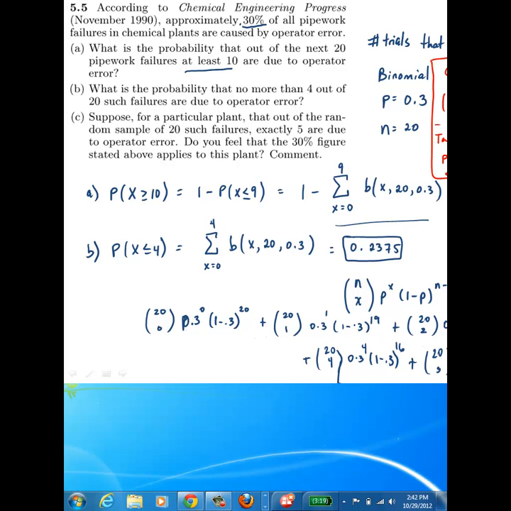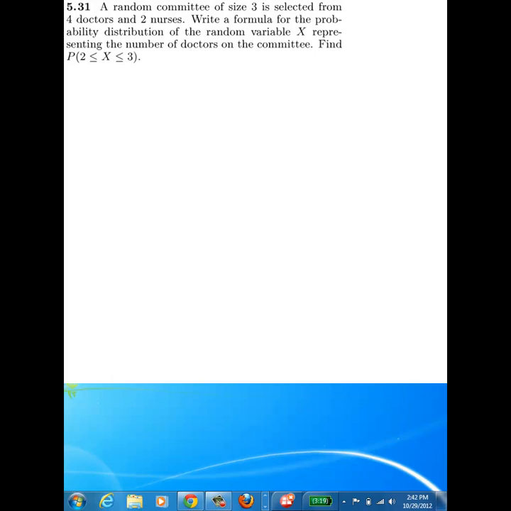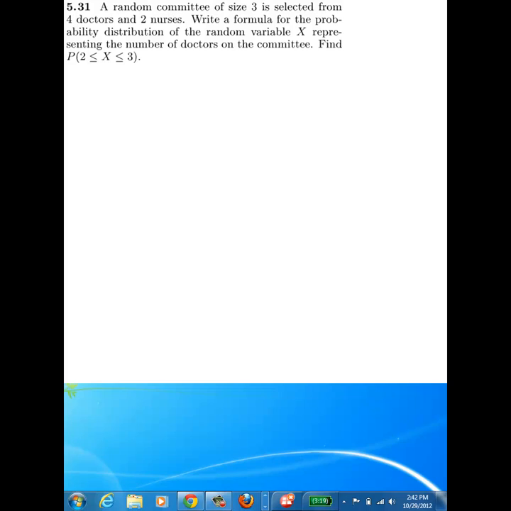Okay. So let's move to the next one. A random committee of size 3 is selected from 4 doctors and 2 nurses. Write the formula for the probability distribution of the random variable x representing the number of doctors on the committee. And then also find the probability of x being between 2 and 3.